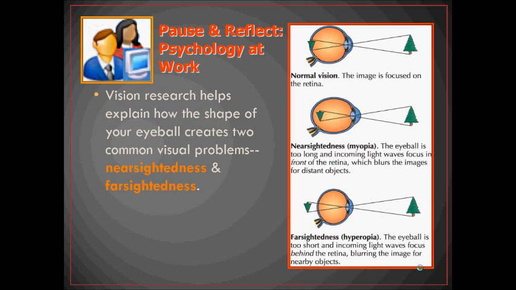With farsightedness, the eyeball is too short, and the incoming light waves focus behind the retina, which also blurs the image, but more so for nearby objects. So your difficulty to see things up close versus things far away is largely due to the shape of your eyeball, in terms of how much distance the light has to travel from the very front of your eye to the very back, ultimately landing on the retina.